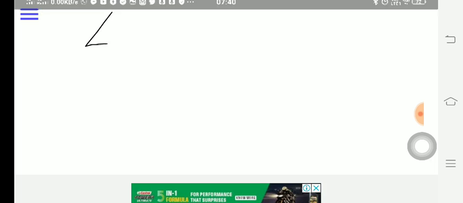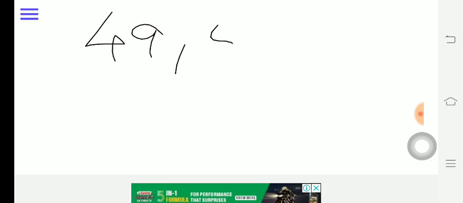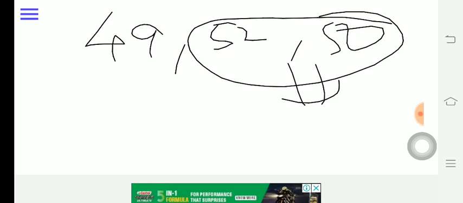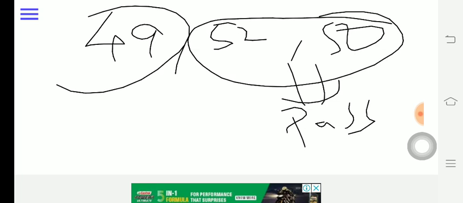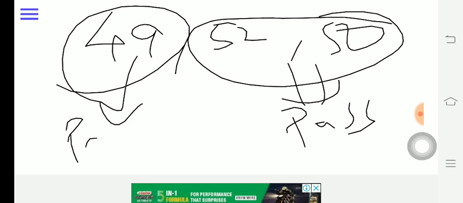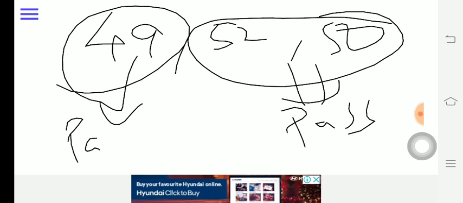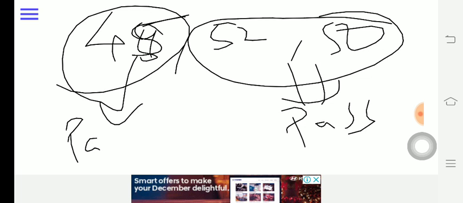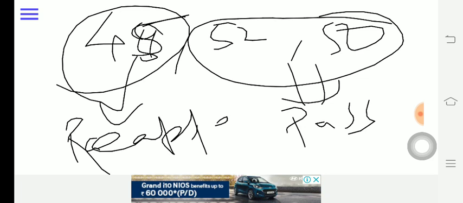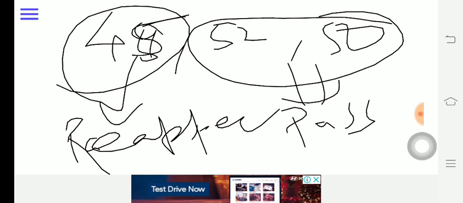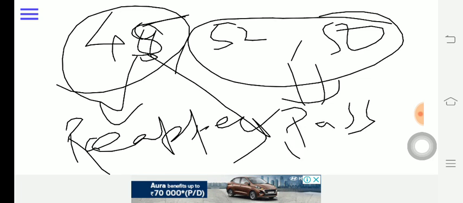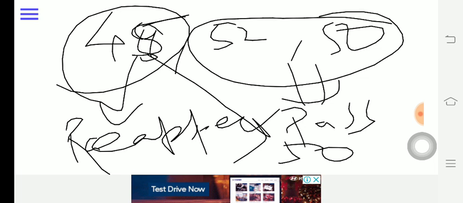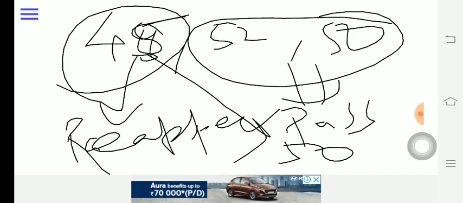Then take another case. Suppose you had scored 49, 52, 50. In this case you will not have to reappear for this, but you will have to reappear for this. No, but in this case you are considered pass. Let us keep this 45. You will have to reappear for this. So again when you reappear for this exam you have to score what? Minimum 50 marks. So I hope this would have cleared all your doubts regarding the passing criteria.